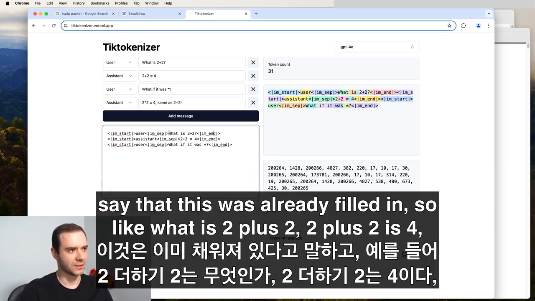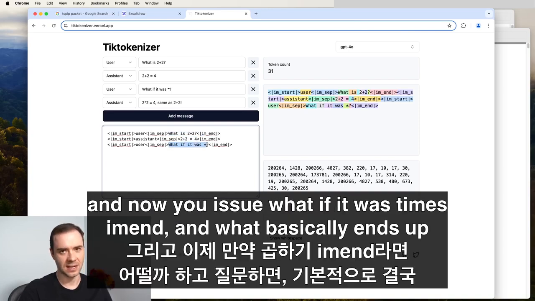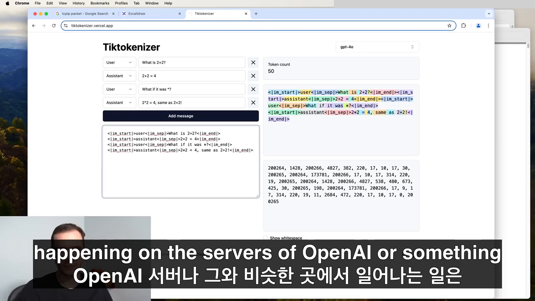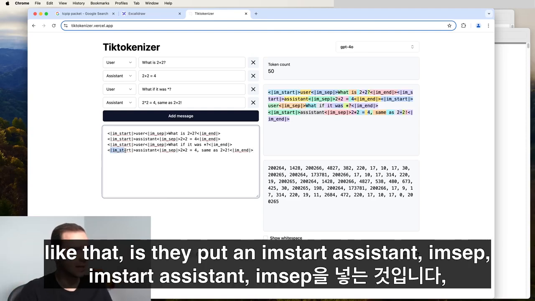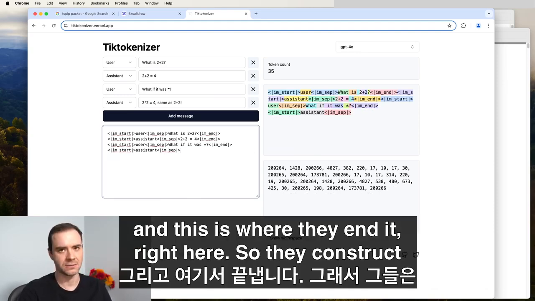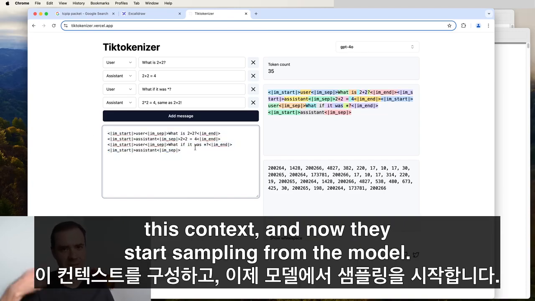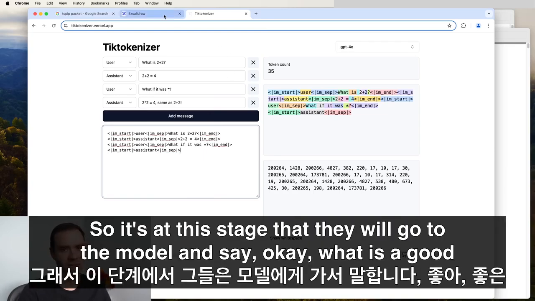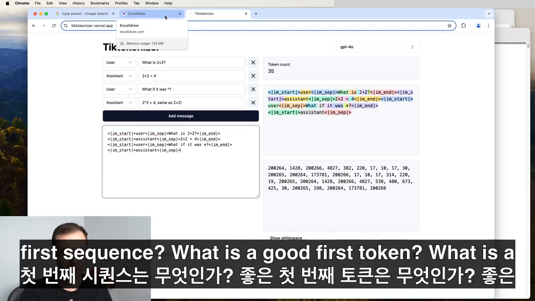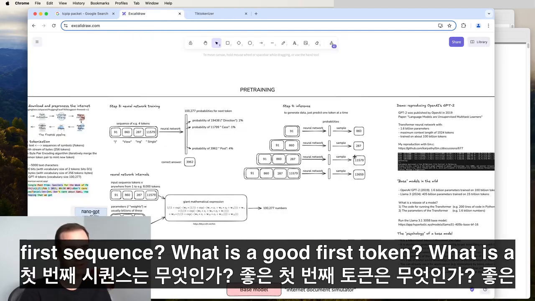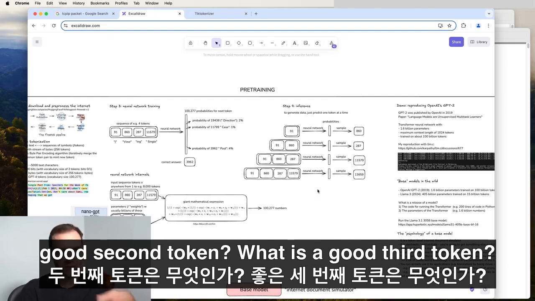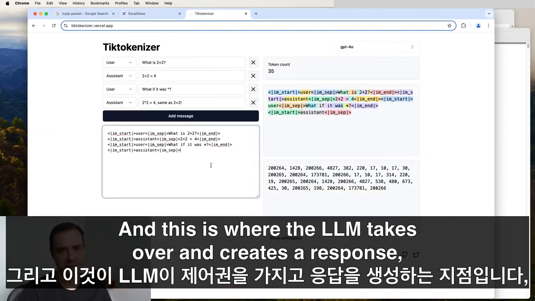say that this was already filled in. So like, what is 2 plus 2? 2 plus 2 is 4. And now you issue another question, followed by IM_end. And what basically ends up happening on the servers of OpenAI or something like that is they put in IM_start, assistant, IM_sep, and this is where they end it, right here. So they construct this context, and now they start sampling from the model. It's at this stage that they will go to the model and say, okay, what is a good first token? What is a good second token? What is a good third token? And this is where the LLM takes over and creates a response.